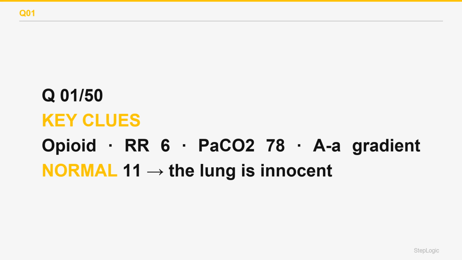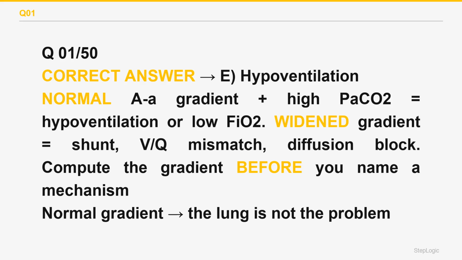A widened gradient means the lung is failing to oxygenate blood that reaches it: shunt, VQ mismatch, or a diffusion barrier. Because this patient's gradient is 11, normal for her age, shunt, VQ mismatch, and diffusion impairment are all excluded. Choices A, B, and C wrong. The correct answer is E.